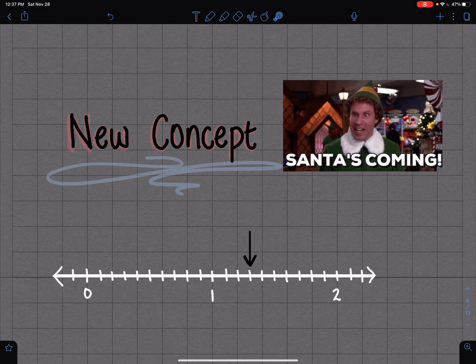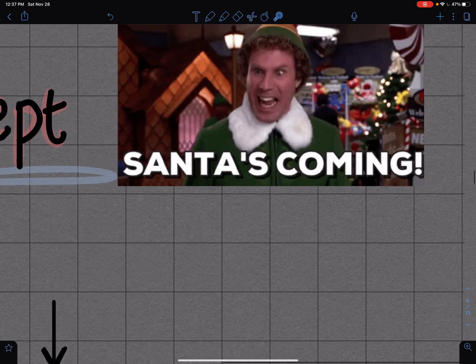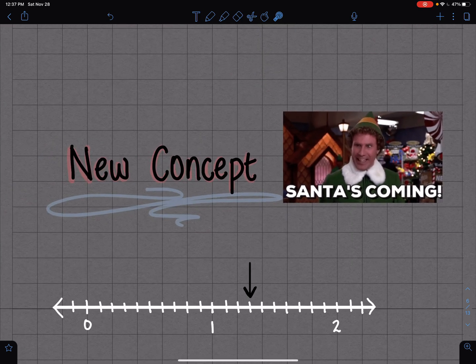The new concept is really important. And that's why I'm so excited. I'm almost as excited as Buddy the Elf when Santa was coming. Yes, this is so exciting.